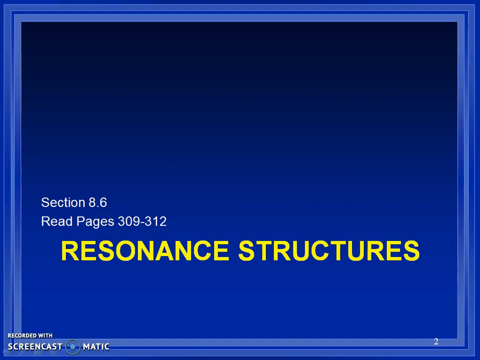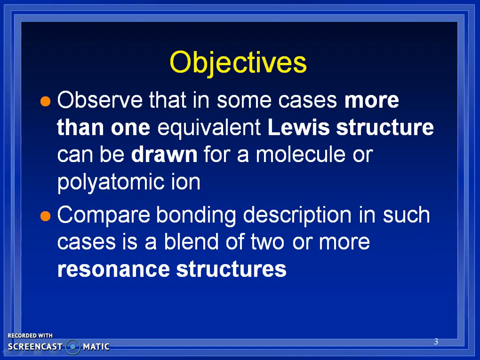This is Mrs. O'Neill for AP Chemistry, Chapter 8, Section 6, Resonance Structures, which we've already touched base with already. So there are some objectives here. Observe that in some cases more than one equivalent Lewis structure can be drawn for a molecule or a polyatomic ion. And of course, because of that, they're called resonance structures.